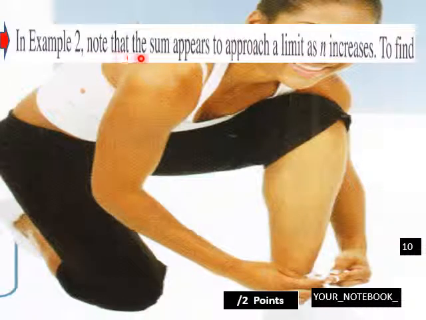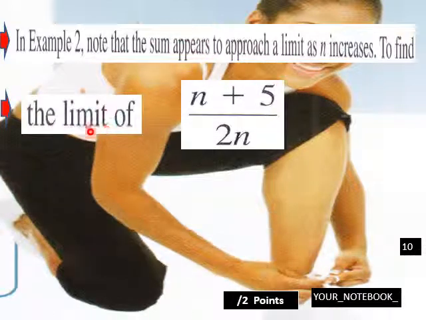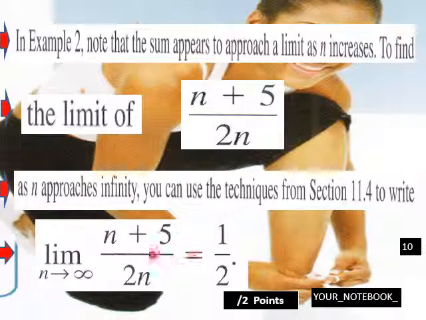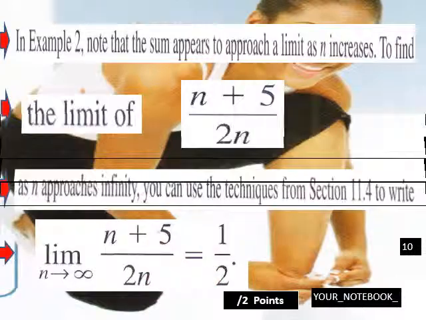In example 2, note that the sum appears to approach a limit as n increases. To find the limit of (n + 5) over 2n as n approaches infinity, you can use the techniques from section 11.4 to write the limit as n approaches infinity of (n + 5) over 2n, which would equal 1/2.